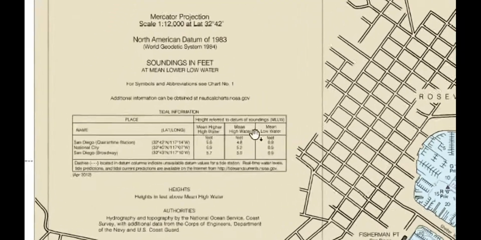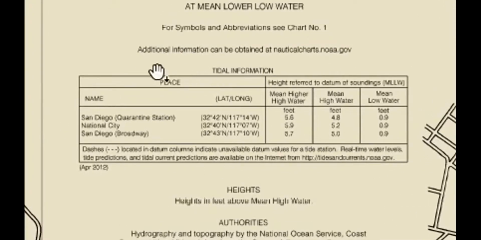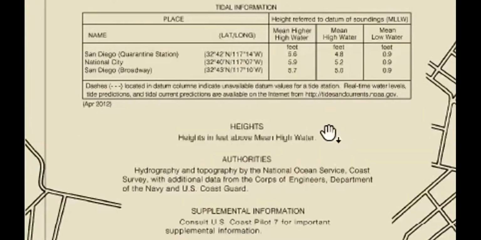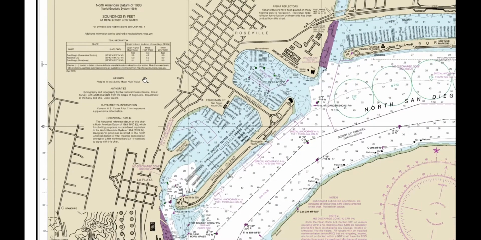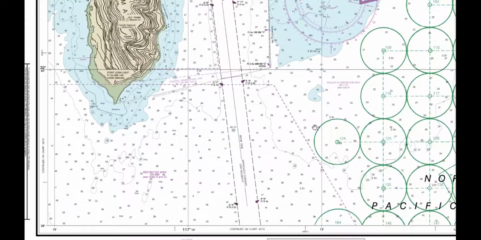For example, here is the location of all the tidal stations coming in. This is very useful when doing your planning for tides and currents. I see more information here about my vertical datum. Any heights will be in mean high water. That is typically the vertical datum that we use in the US. And we'll look at that a little bit later when we look at the Coronado Bridge.